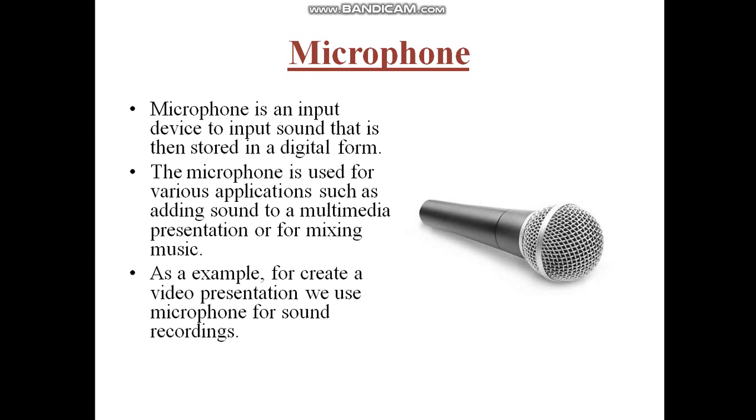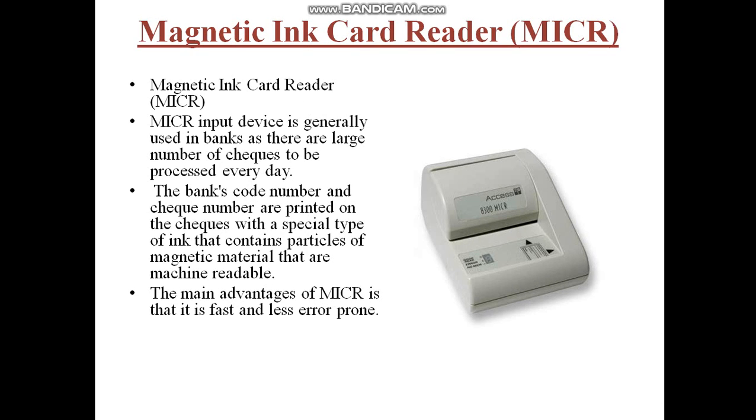Next input device is a magnetic ink card reader. The full form of MICR is magnetic ink card reader. The MICR input device is generally used in banks as there are large numbers of checks to be processed every day. So MICR code enables identification of the check and faster processing. The bank's code number and the check numbers are printed on the checks with a special type of ink that contains particles of magnetic material that are machine readable.